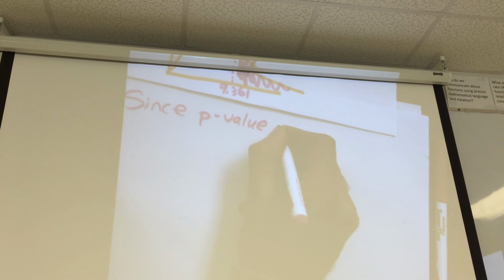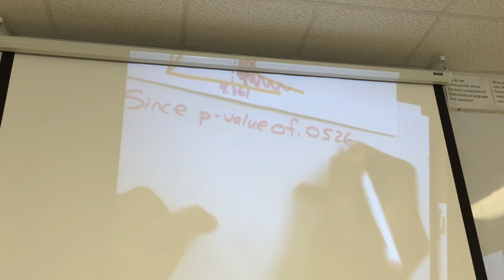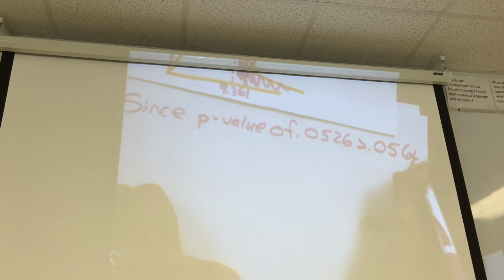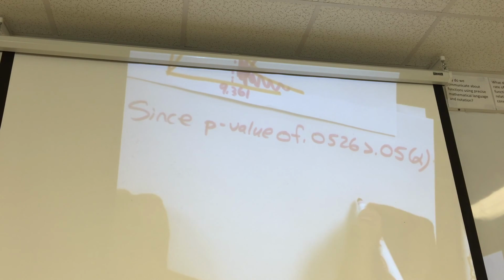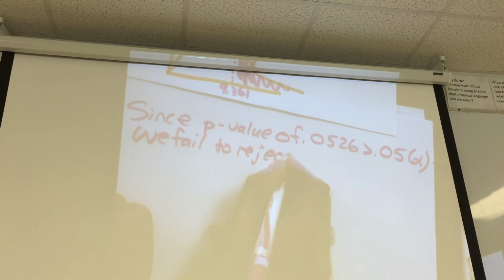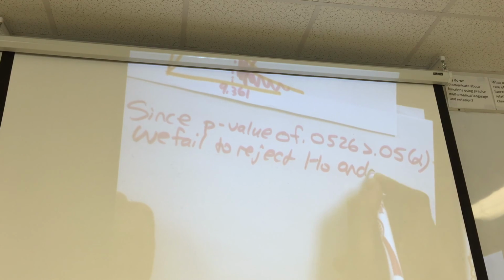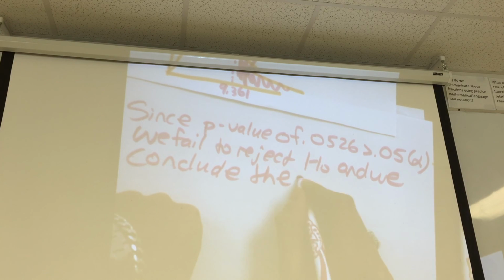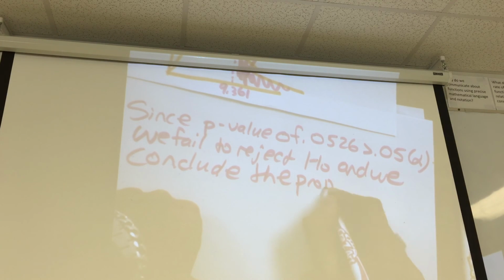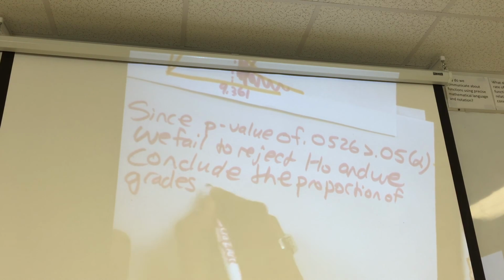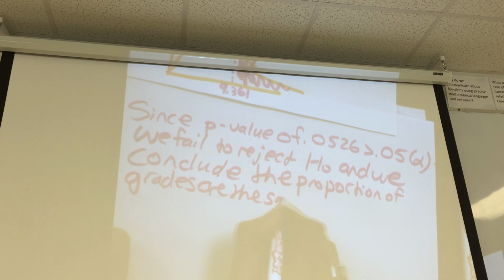Since p-value of 0.0526 is greater than 0.05, the significance level, we fail to reject and we conclude the proportion of grades, or the distribution of grades, are the same, and one professor is not easier than the other.